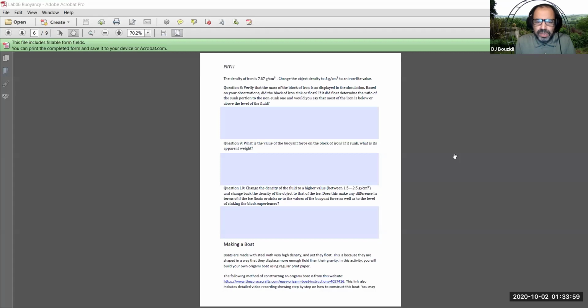So I change the fluid and change back the density of the object to that of ice. So we're going to go back to the ice now, which is 0.95. Does this make any difference in terms of whether the ice floats or sinks? Does it sink now or is it still floating? And if it does, basically the buoyant force, as well as the level of sinking, namely, do I see more of the ice now above the fluid or less of it above the fluid? So that's the question you're going to be doing.